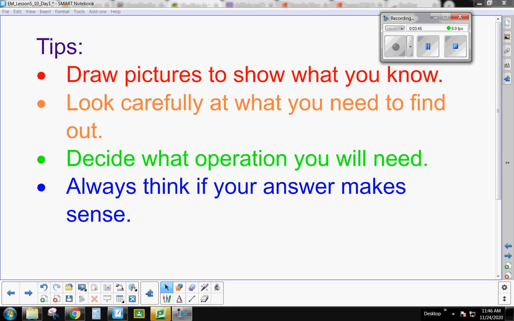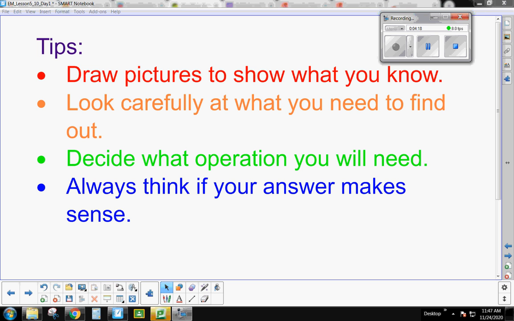Then look carefully at what you need to find out. Look at that question mark and read that question carefully. What are you trying to find out? Then you're going to need to decide what operation you'll need. A lot of times looking again at the picture that you drew and looking back at the question is going to help you decide if you need to add, subtract, multiply, or divide those numbers. And then last but not least, when you're finished solving the problem, always go back and think, does your answer make sense?